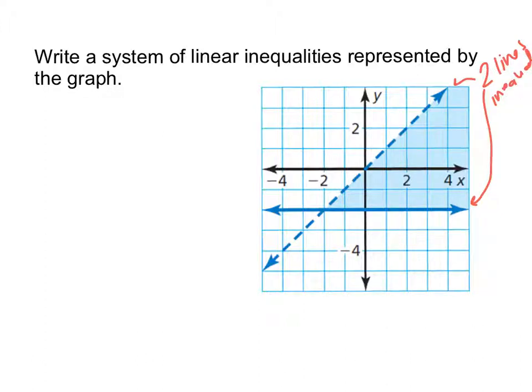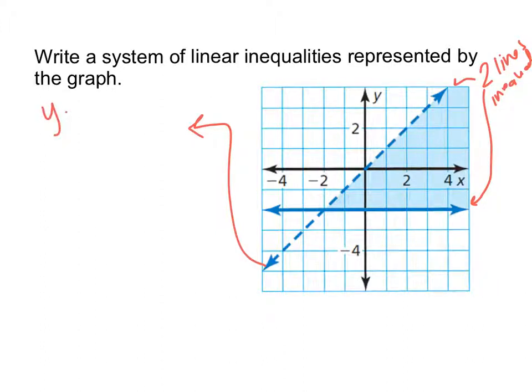So what we're going to have to do here is write two linear inequalities, one to represent each line, and our goal is to have those two lines have a double shaded region right here in this portion. So we're going to start right here. I'm going to start with this first inequality. And what we're going to do is start by just writing the equation of the line.